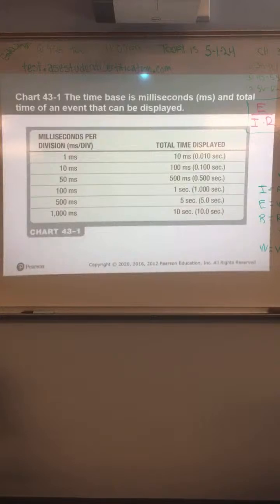So there's your little scale telling you 1 millisecond, 10 milliseconds, up to 1,000. Total time displayed on the right. One on the left is milliseconds per division on the screen, all right?